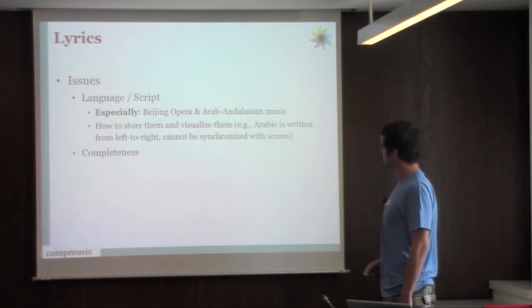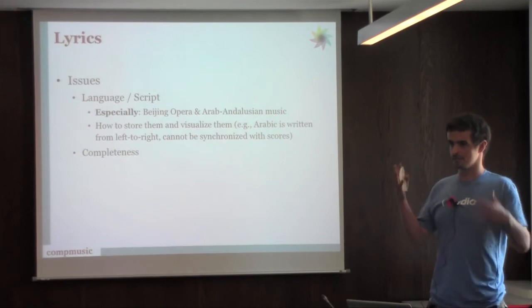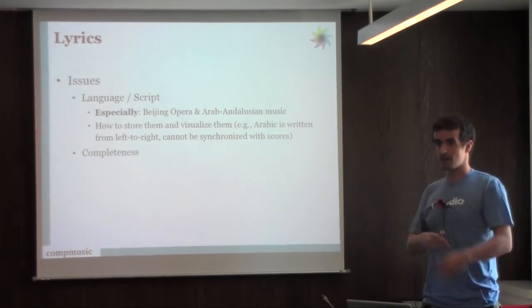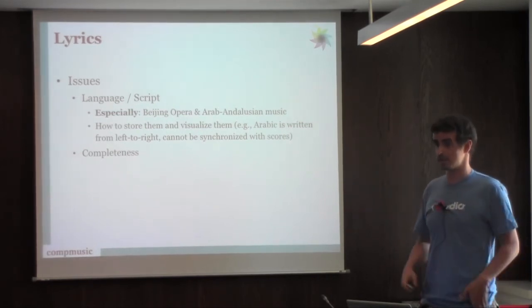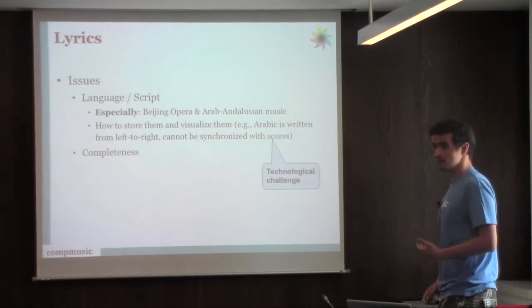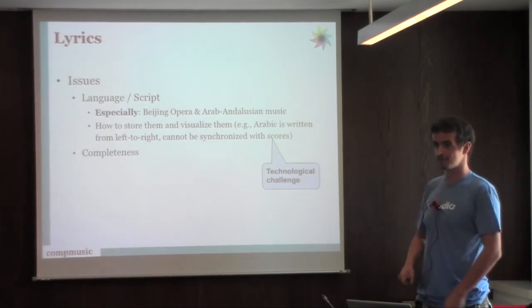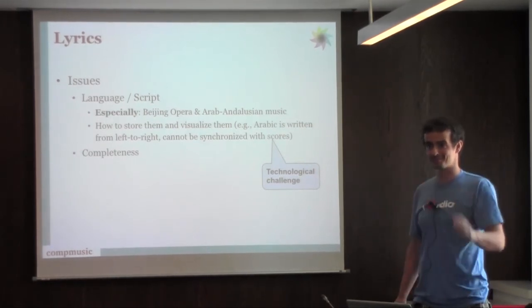Basically, how are you going to visualize the features? Especially, for example, if you want to synchronize scores with lyrics. Arabic is written from right to left. Scores are from left to right. This is a technological challenge that we are facing. How do we solve this problem? Are we going to put Arabic from left to right? Are we going to write the scores from right to left?